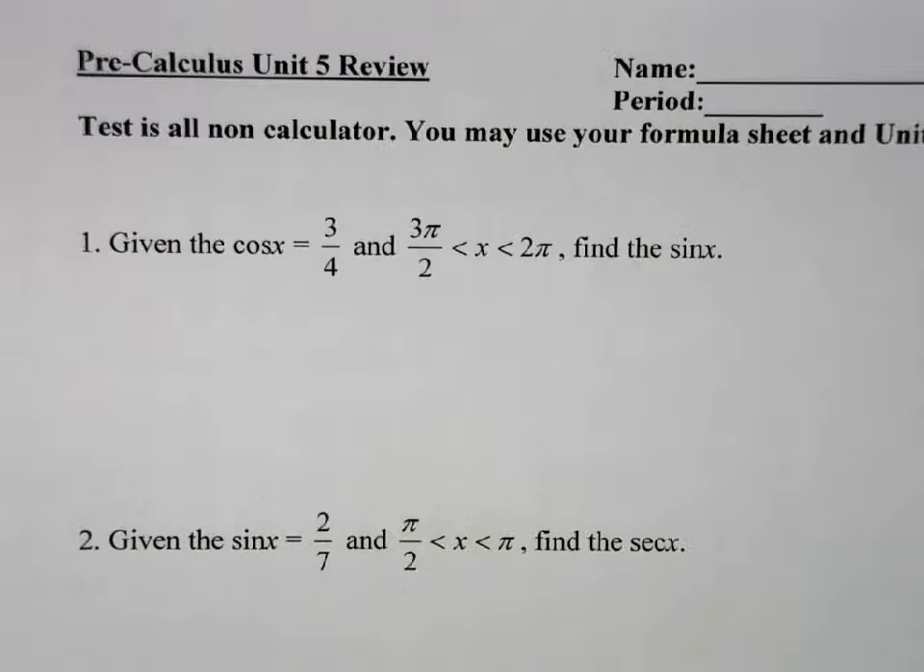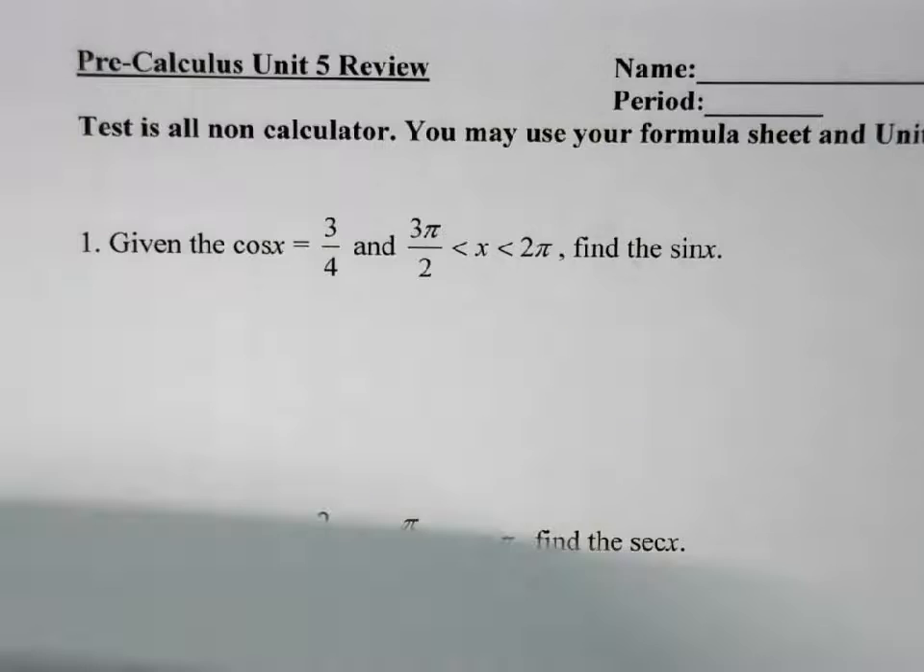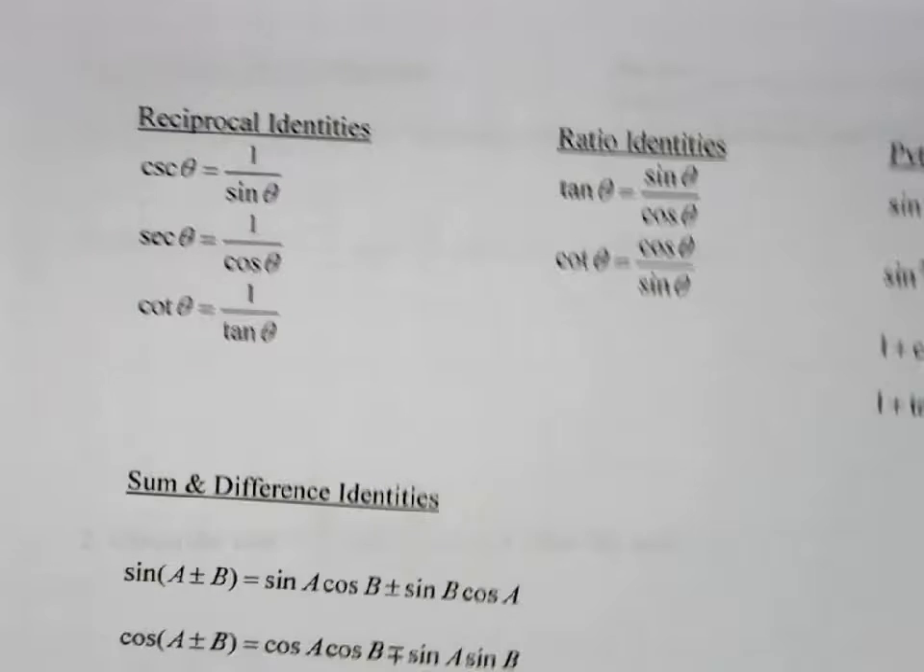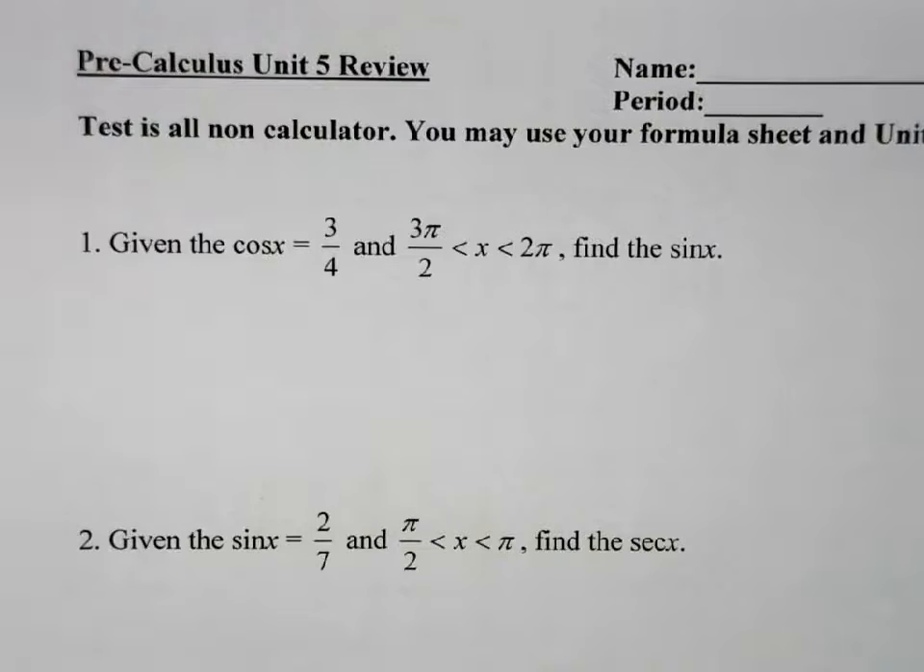In this video, I will go over your Pre-Calculus Unit 5 test review. For the test, it is entirely non-calculator, but you can use your formula sheet that has all your trig identities on it. So you want to make sure to have that. And then you can also have a completed unit circle.